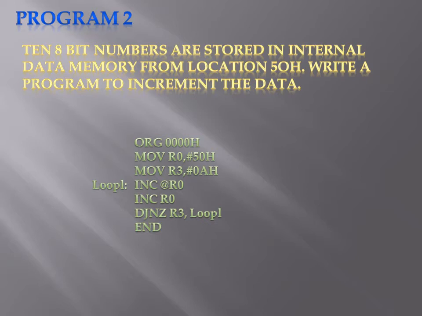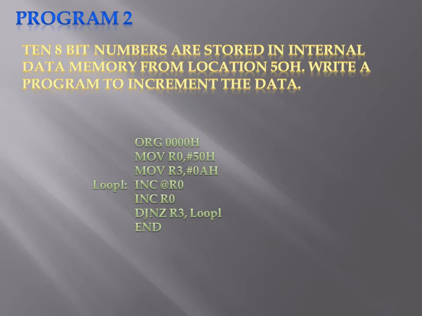Again, ORG 0000H means to set the program counter to 0000, and then the first instruction we use is MOV R0, #50H. Means that the immediate data 50 will be moved to register R0. So moving 50 to R0 is to create a pointer with the help of R0. So R0 will now be the pointer that can be used to point towards the memory where the data is to be incremented.